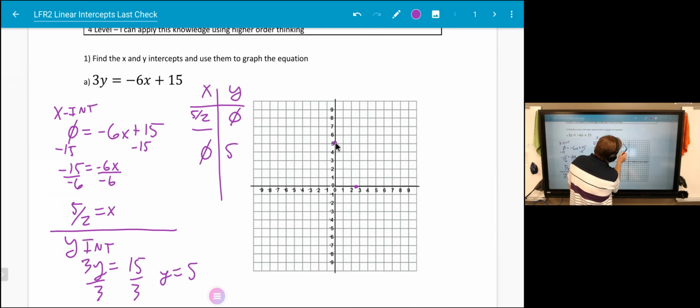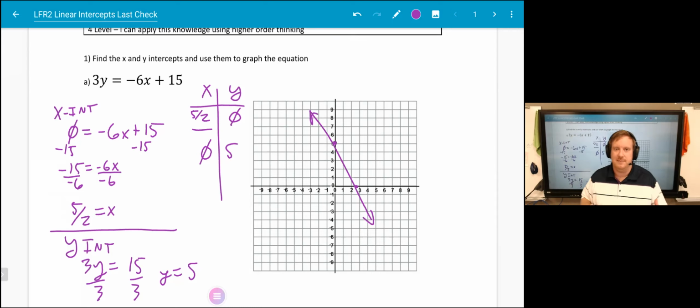Go ahead, take your line. That's pretty curvy. Let's try that one more time. Close enough. Make sure, because this one doesn't have any goofy restrictions. This is not a real world problem. This is just saying graph this using the intercepts. Draw the line through, put the arrows at the end.